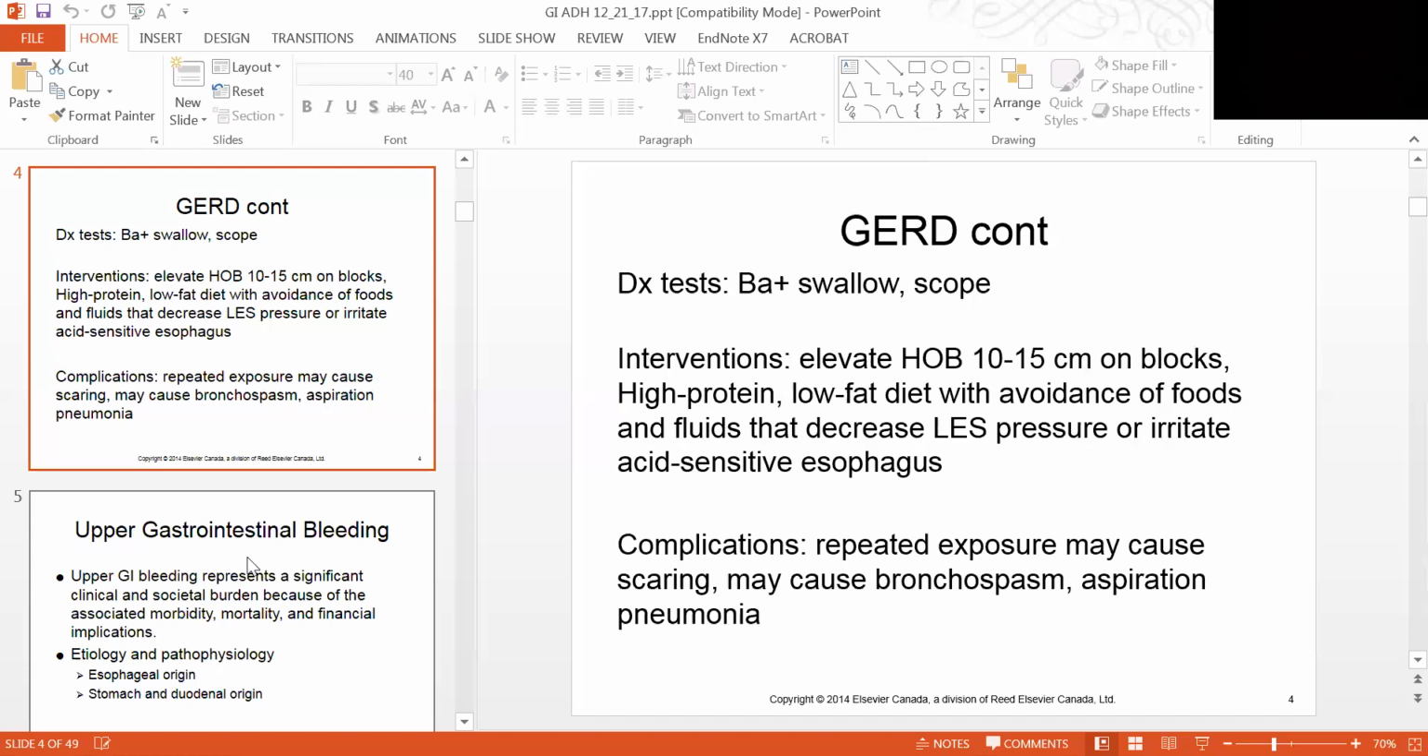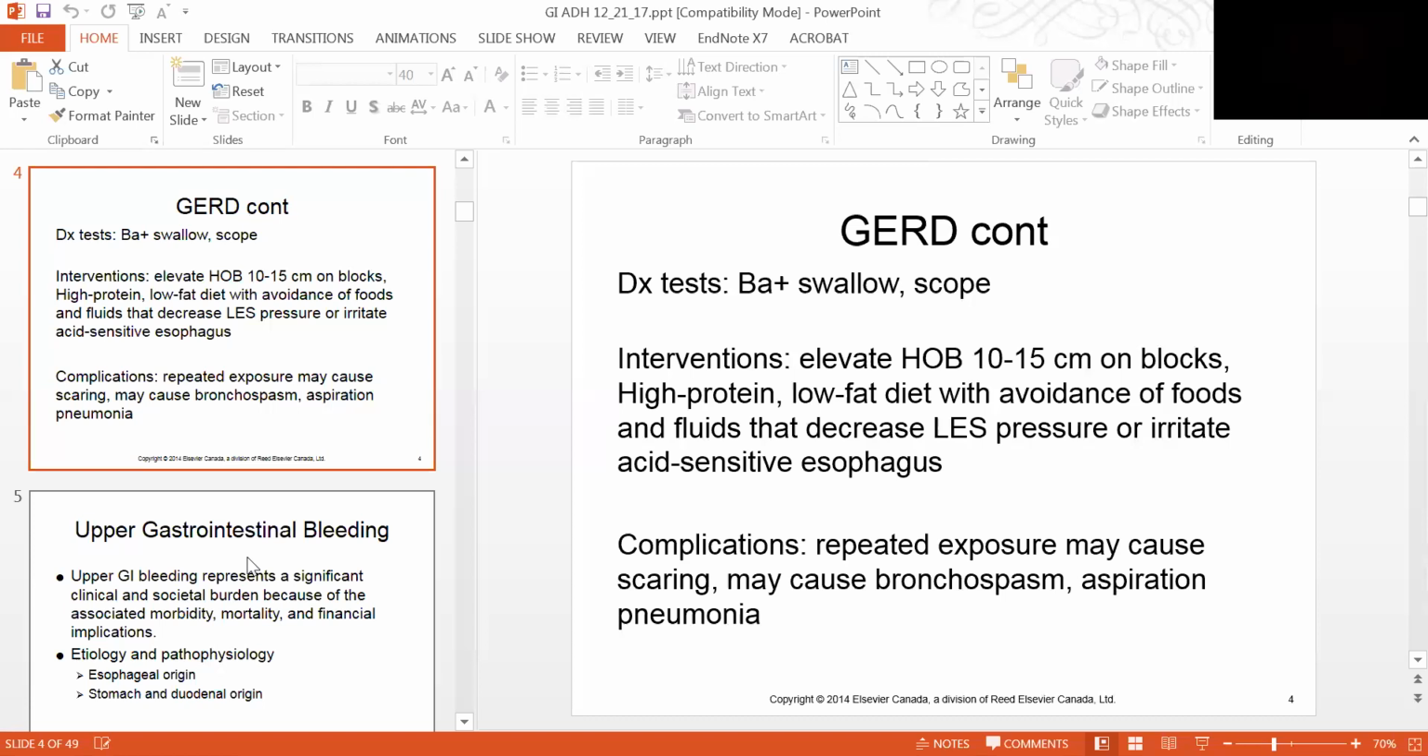While we talk about elevating the head of the bed at home on blocks, I've never really found that that's been an effective way. People have a difficult time getting their bed up onto blocks. So even if you don't have any blocks, if the patient gets a couple of pillows and keeps their head elevated, keeps themselves elevated, it will help gravity to pull the gastric contents down into the stomach.